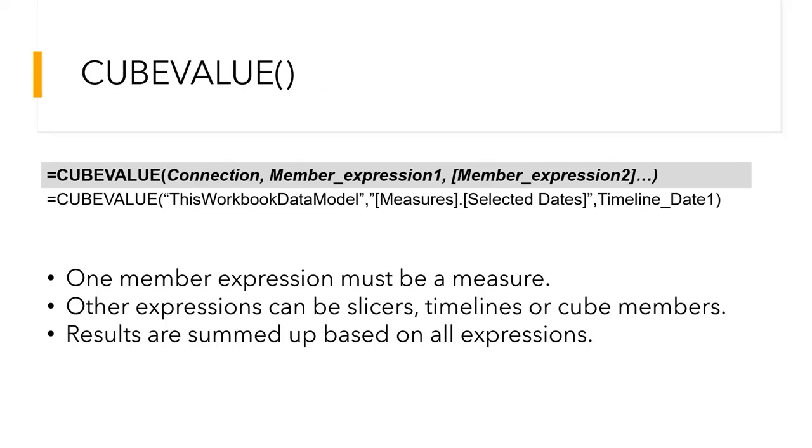The most commonly used one you'll have is that CUBEVALUE formula. The first member expression needs to be a measure. So we used ones like sales. We used profit margin, things like that. But everything after that can be your slicers, your timelines, your cube members, to really filter that measure down to what you need it to. And eventually it will actually run that measure, as well as all the expressions that you've added to filter it thereafter.